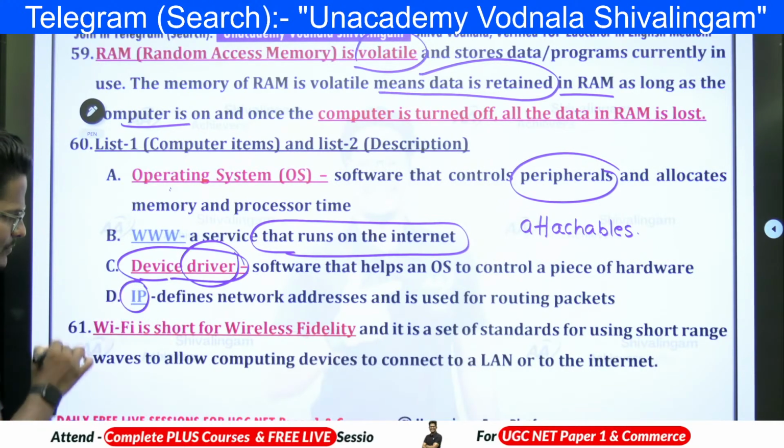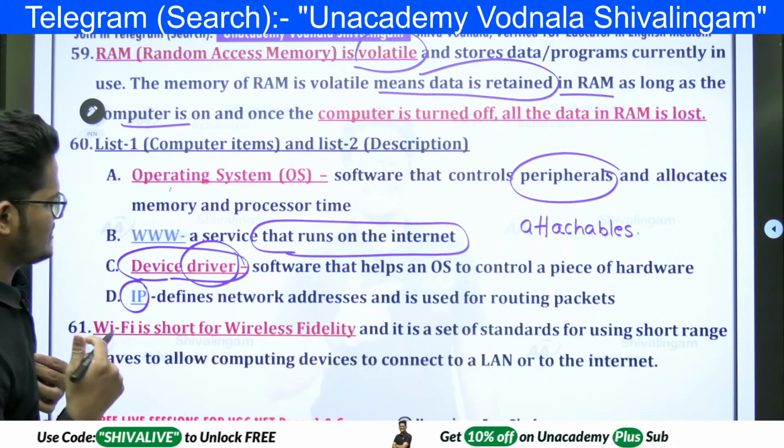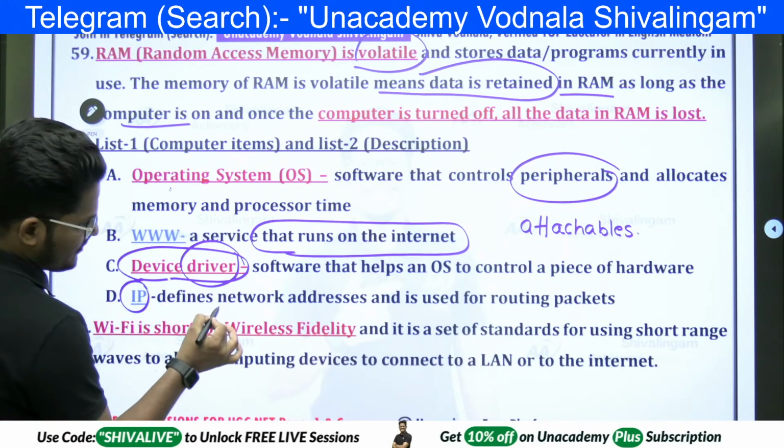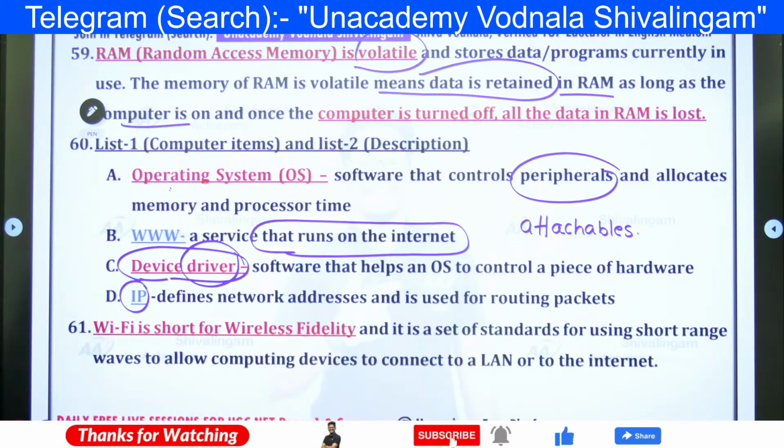IP is Internet Protocol. The name itself says protocol, which means rules or regulations. It defines network addresses and is used for routing packets.